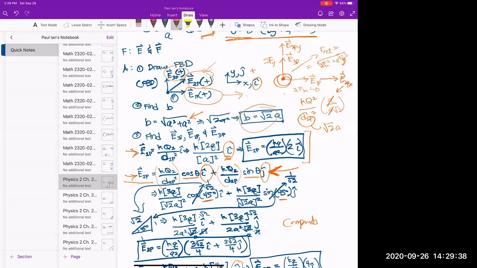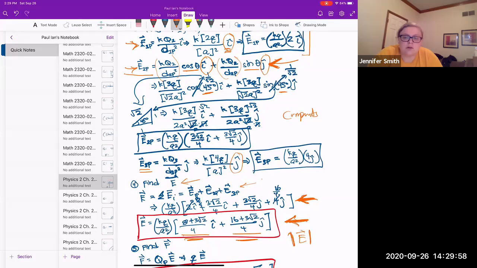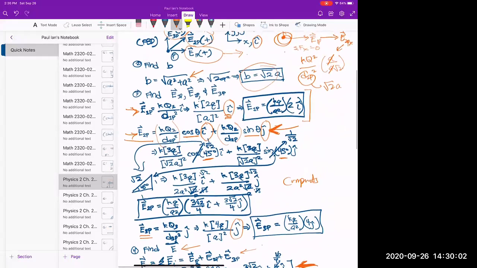Because sometimes, like I said, you have to know what it's asking for with the electric field. When it's asking for magnitude, in my mind I never jump to the magnitude. I'll find the vector first, and if it does ask me for the magnitude, I'll just take the magnitude of the vector. So that's what I would do.